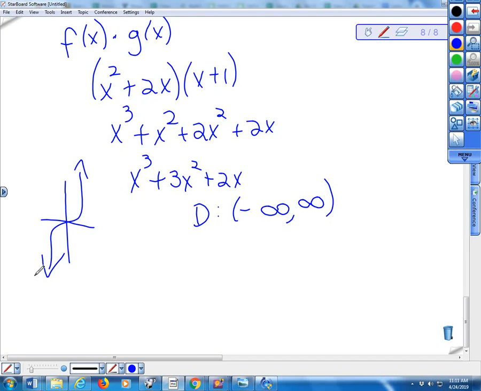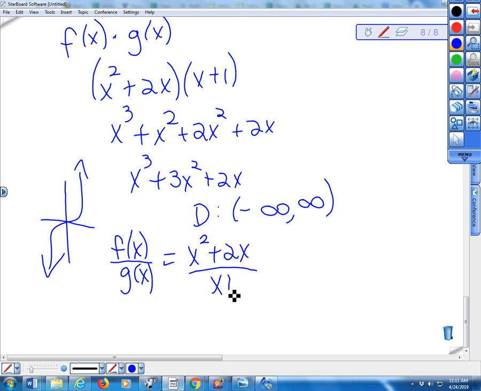Then we have f of x divided by g of x. So that's x squared plus 2x divided by x plus 1. I can't simplify that any further. That's your answer. Now I'm looking for the domain. The domain can be any number except negative 1, because if x is negative 1, my denominator is 0. So I would write that as negative infinity to negative 1, union with negative 1 to infinity. Questions on any of those?